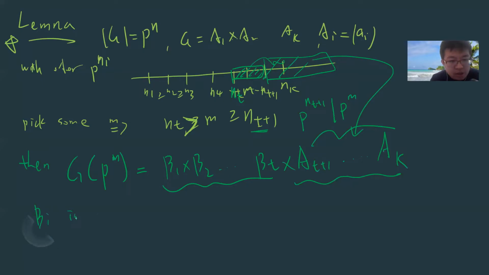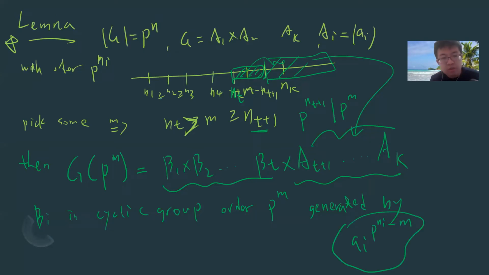Each Bi is a cyclic group with order p to the M. This is trivial, because G[p^M] by definition has order p to the M, and Bi is generated by a_i to the p to the Ni minus M, since N1, N2 up to Nt are greater than M. I think this is a little bit intuitive. If you don't feel it's intuitive, then you need to think a little bit, because it's actually very intuitive.